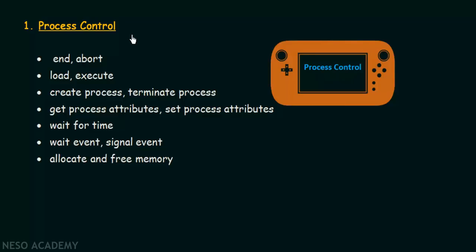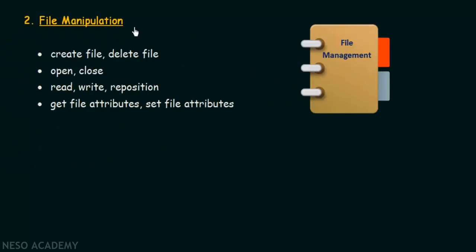Alright, now let's go to the second one, which is file manipulation or file management. These are the system calls that are used for manipulating or managing your files. For example, we have create file and delete file, used for creating and deleting files. Then we have open and close, for opening and closing files. Then we have read, write and reposition. Then we have get file attributes and set file attributes.